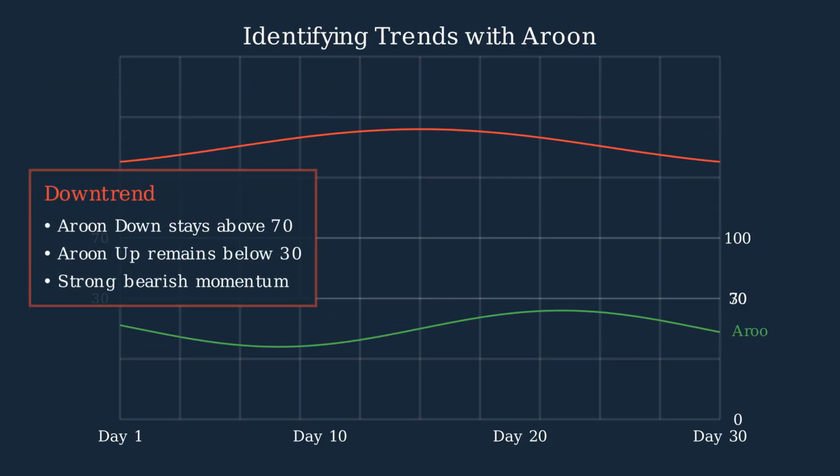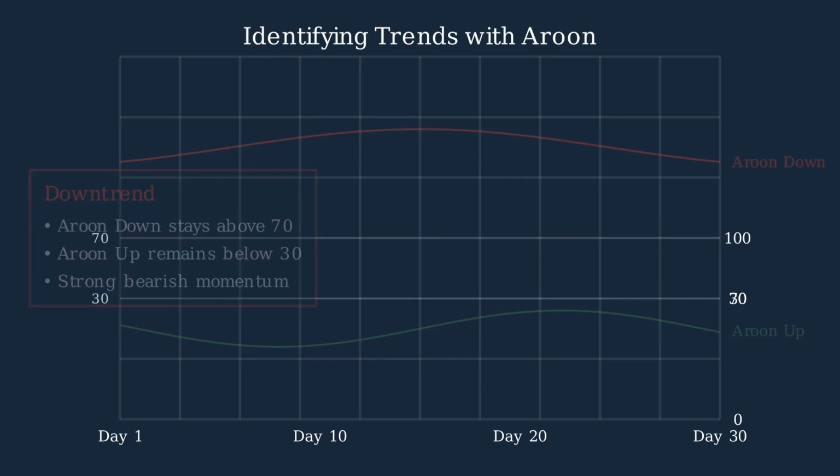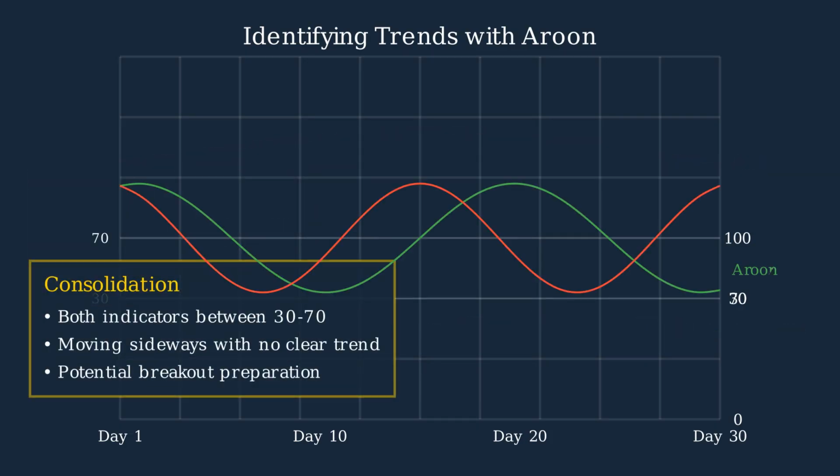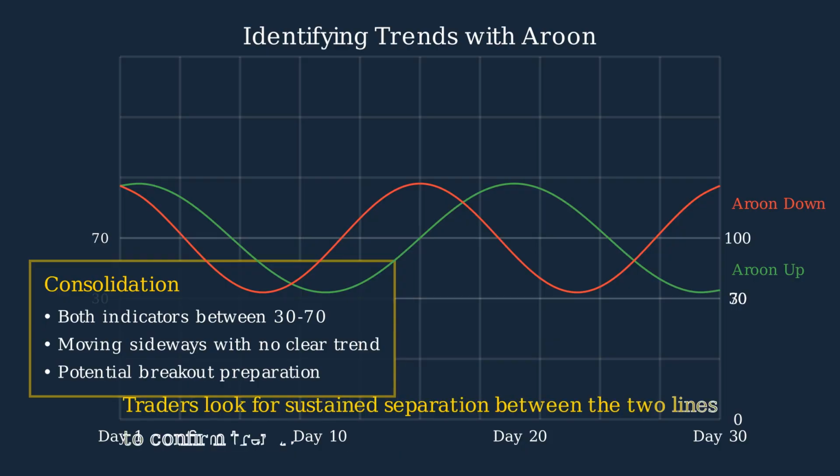Conversely, a strong downtrend is signaled when Aroon Down stays above 70, while Aroon Up remains below 30. When both indicators move sideways and remain between 30 and 70, the market is likely in a consolidation phase with no clear trend. Traders look for sustained separation between the two lines to confirm trend strength and direction.